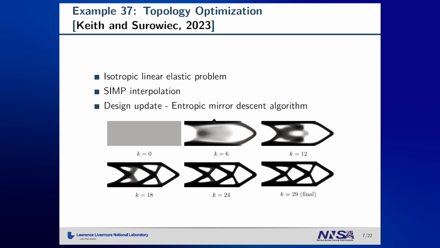And the design update is a kind of new algorithm, the entropic mirror descent algorithm, which is described in this draft by Brendan Keith and Thomas Surowiec, and can be found on arXiv as well as in the references at the end of the presentation.